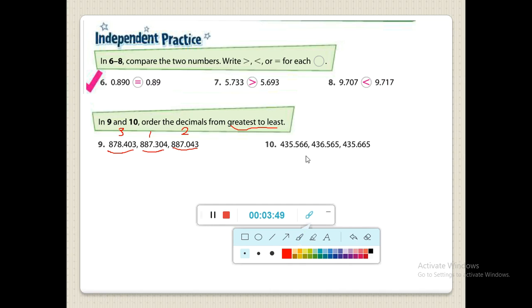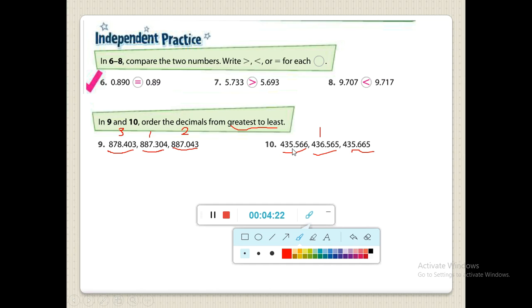Now let's see another example. Here in this example, we have also 3 numbers. First number, second number, third number. We want to order them from greatest to least. So I start comparing from the left. 4 in the hundreds, 4 in the hundreds, 4 in the hundreds. 3 in the tens, 3 in the tens, 3 in the tens. 5, 6, 5. So this is the greatest because it has 6 in the ones.